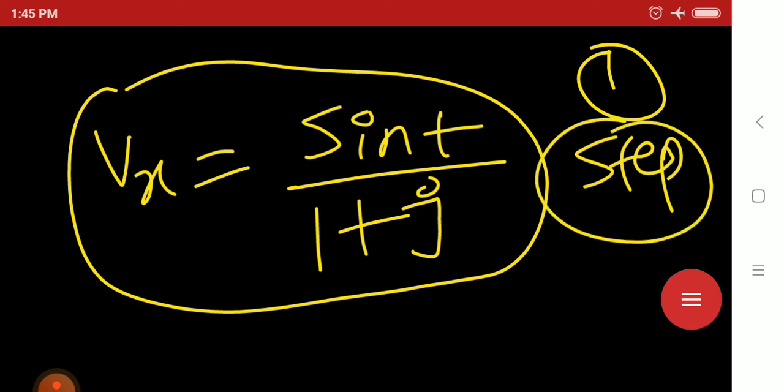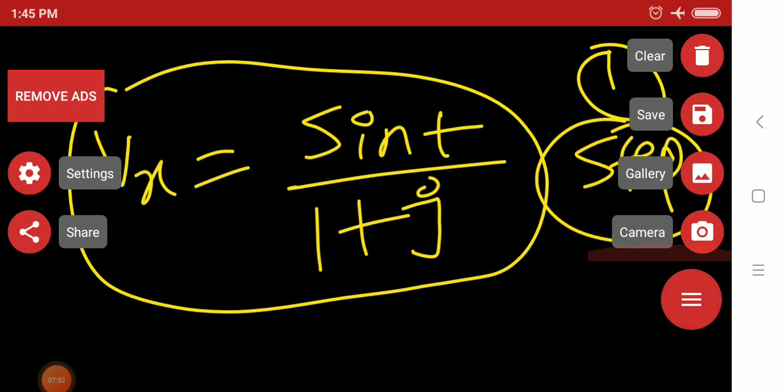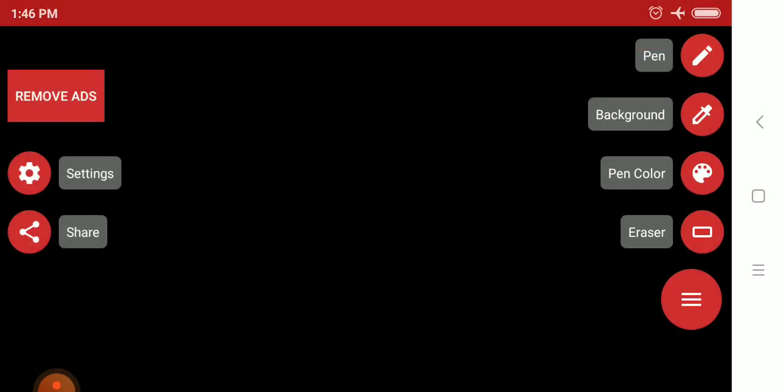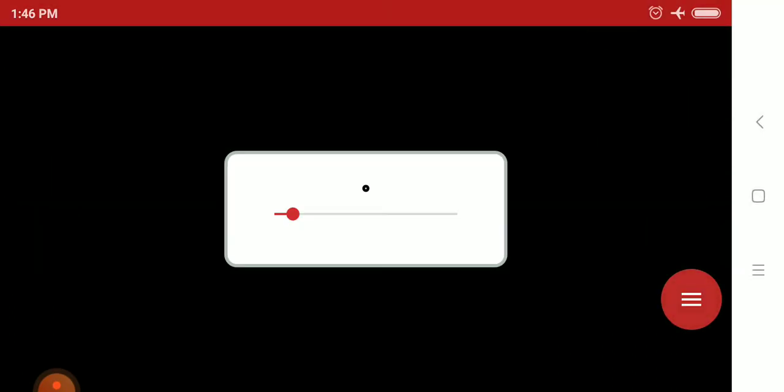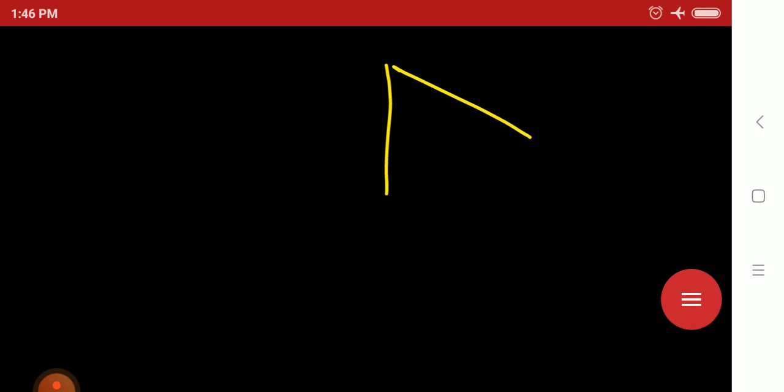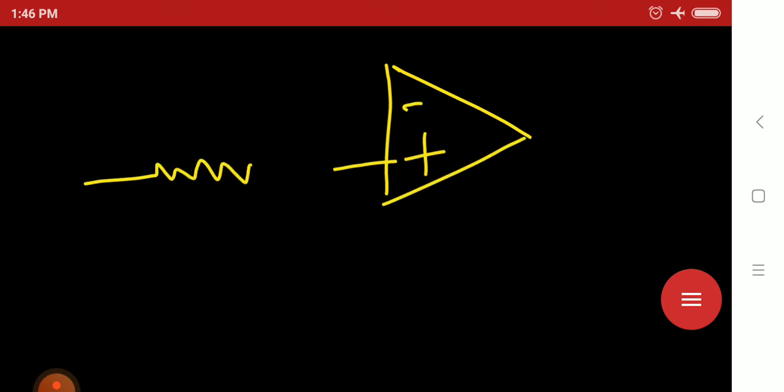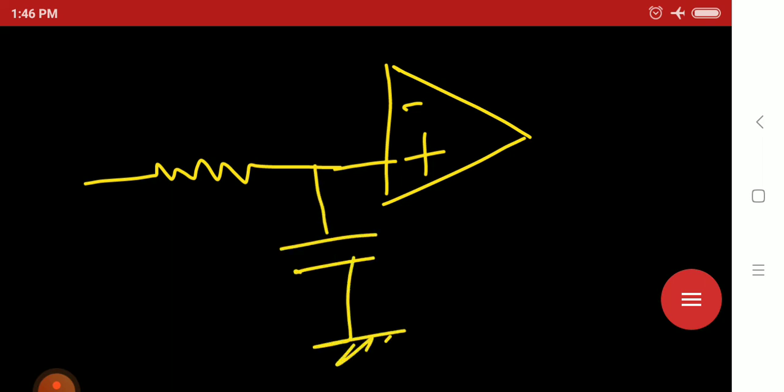Now our second step. Second step is what? Second step is that we have to compute output voltage. Because why? Phase angle is between which? Output voltage and that Vx, na? That means here I am drawing again that op amp. Here resistance, here capacitance, you know.